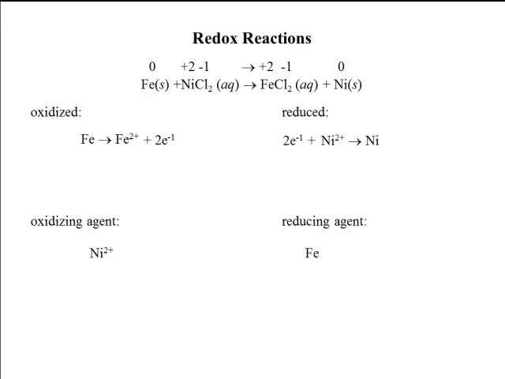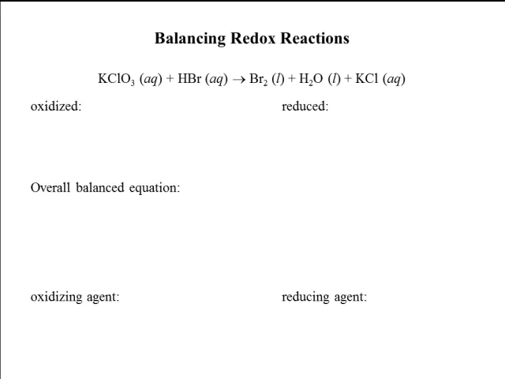Let's look at a little bit more complicated example of this. All right, so there's my overall equation that I want to balance. Step 1, I start with my oxidation numbers and I assign my oxidation numbers. Step 2 then, I want to identify what's being oxidized. Well, what's going to a more positive value there?